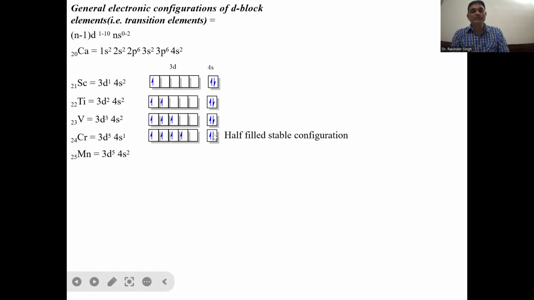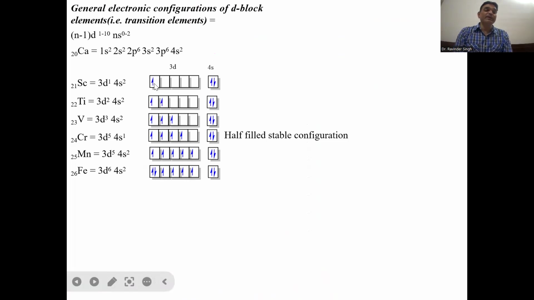So the configuration for manganese, the next one, is 3d5 4s2. You can see here. For iron, 3d6 means Hund's rule is followed. Now the pairing takes place.